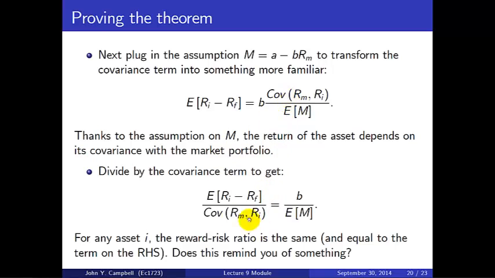Now, if we divide through by the covariance term, we're going to get that the risk premium on any asset divided by its covariance has to equal B over E[M], which is the same for all assets. Okay, so we're learning that for any asset i, the reward to risk ratio is the same and equal to the term on the right-hand side. Now, does this remind you of something? It should. It should remind you of what we came up with when we were doing the beta representation theorem.